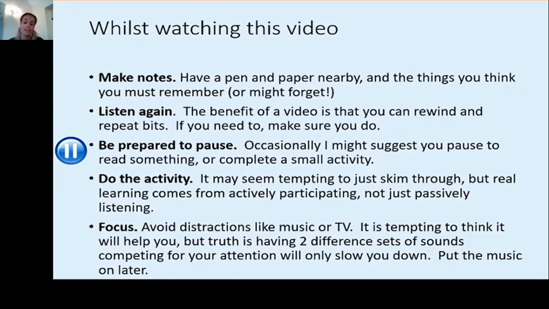So there are going to be activities that I want you to be completing, so get ready to pause the video. And as always, make sure you're focusing and avoid distractions. I always find it really useful to put my phone in another room, okay?